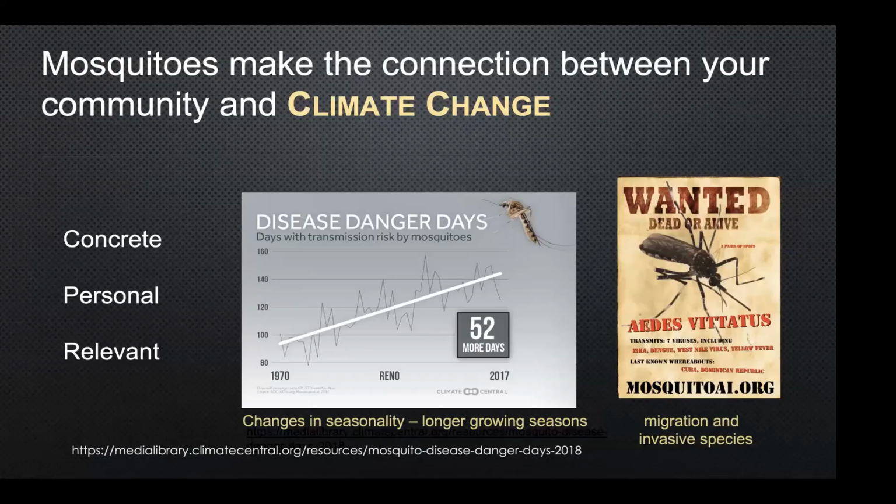So mosquitoes make the connection between community and climate change. Around the country, since 1970, there has been a dramatic increase in the number of days where mosquitoes are biting. Reno is one of the extreme ones, 52 more days. Where I am, it's 8 days. Honolulu hasn't changed. There's no change in mosquito days since 1970.